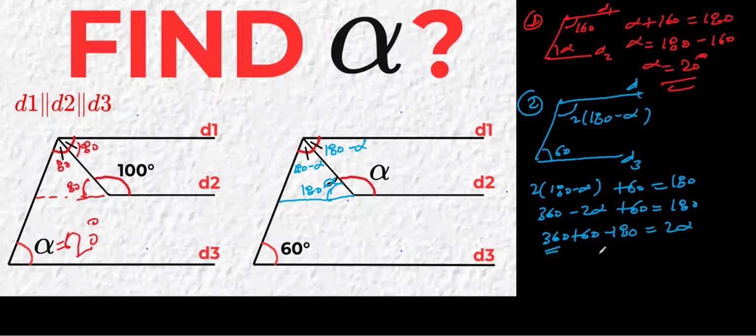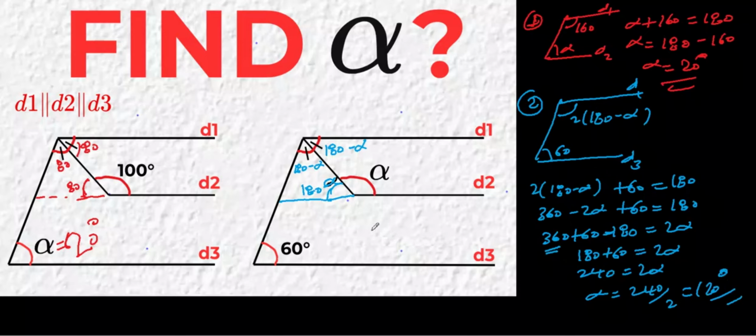Then this minus this one, it will be just 180. 180 plus 60 is 2 alpha. Then it will be 240 is equal to 2 alpha. Then alpha will be 240 over 2, which is 120 degrees. So this will be 120 degrees.